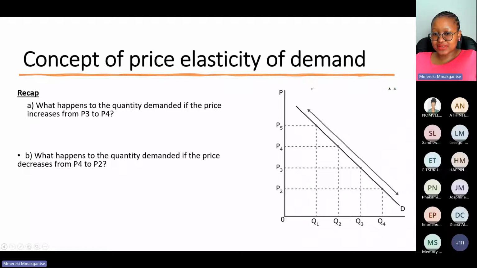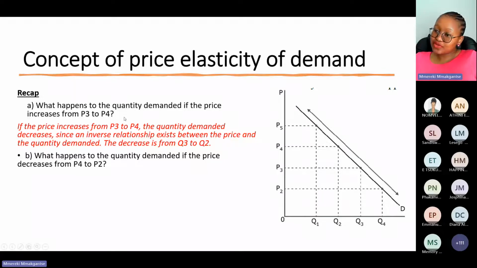I'm loving the responses. So if the price of petrol increases from 3 rand to 4 rand, remember our quantity demanded at 3 rand, when the price is P3, is Q3. Now, when the price goes up, the quantity demanded decreases from Q3 to Q2. Correct. I'm loving this because I can see that you understand your work.